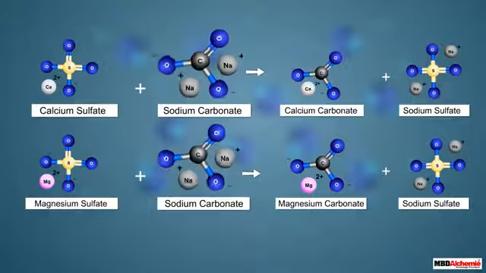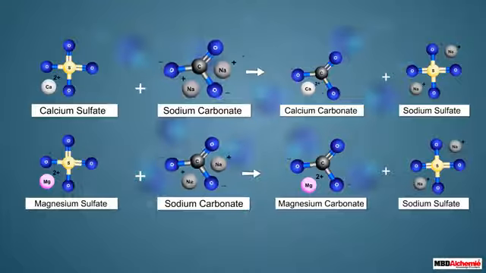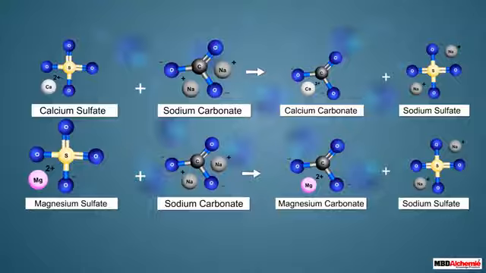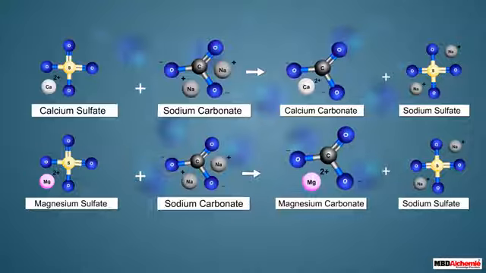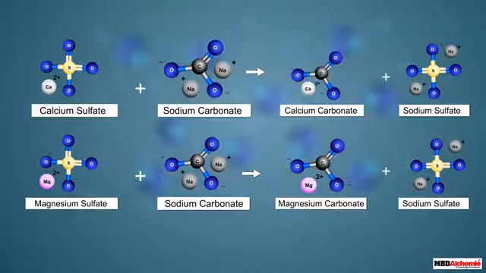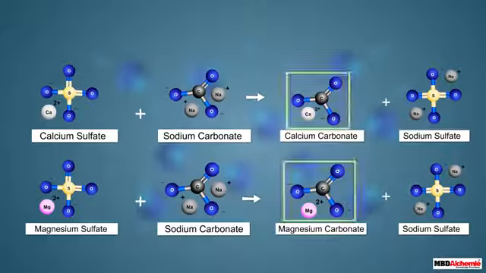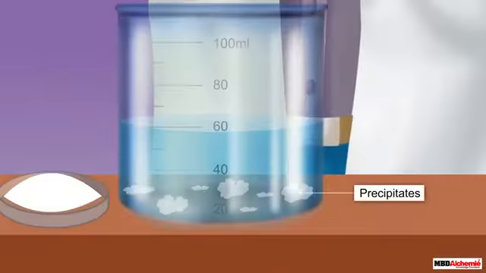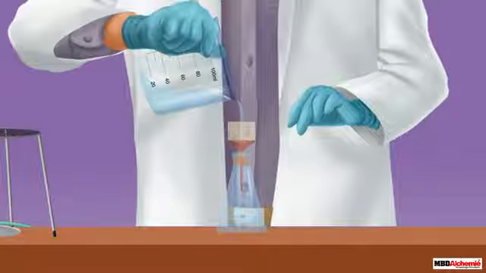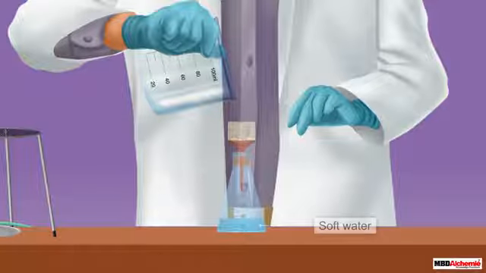At the same time, washing soda also combines with the sulfate salts of calcium and magnesium to form their corresponding carbonate salts, but this time along with sodium sulfate. The carbonate salts of calcium and magnesium do not dissolve in water and thus form a precipitate. The precipitate is removed by filtration that frees the water of calcium and magnesium ions, and once these ions are removed, the water no longer remains hard.